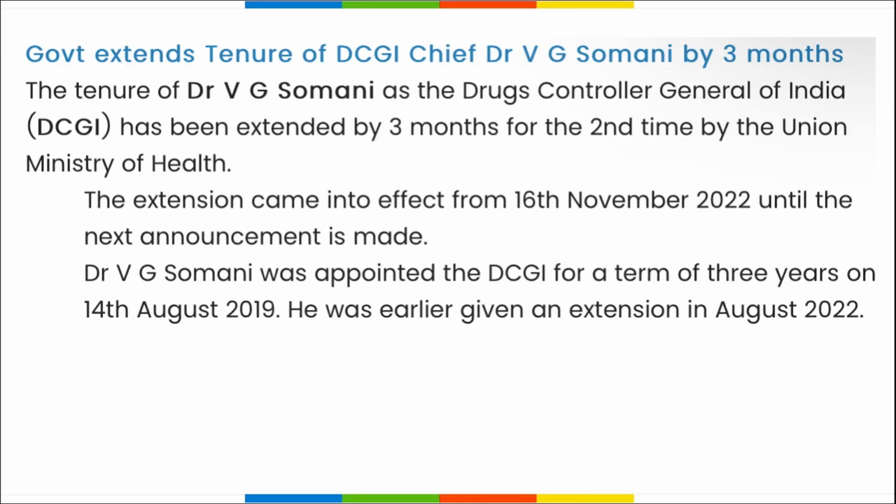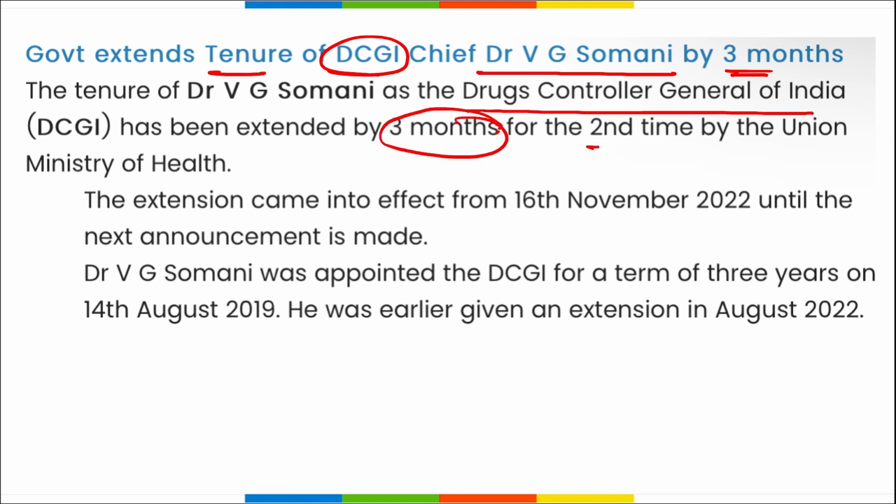Moving on. Next, the government extended the tenure of DCGI Chief Dr. VG Somani by 3 months. Remember this directly: the tenure of Dr. VG Somani, who is the Chief of DCGI, that is the Drug Controller General of India, has been extended by 3 months for the second time by the Union Ministry of Health.